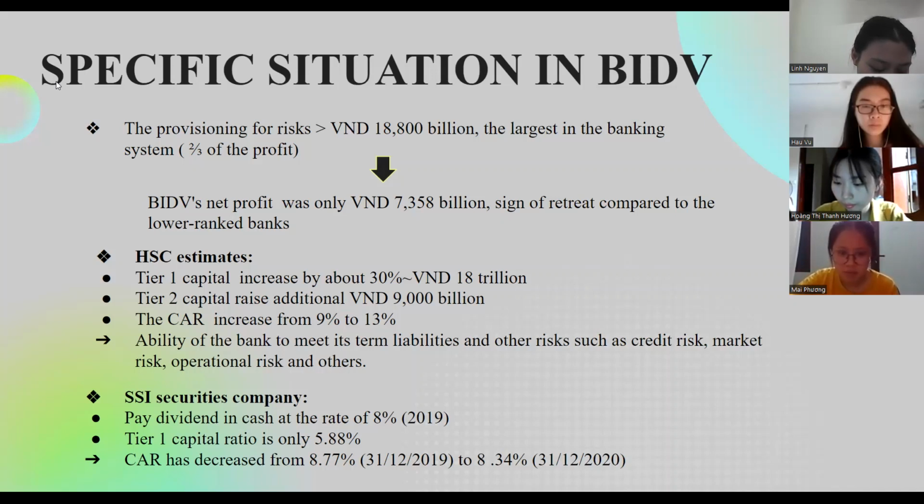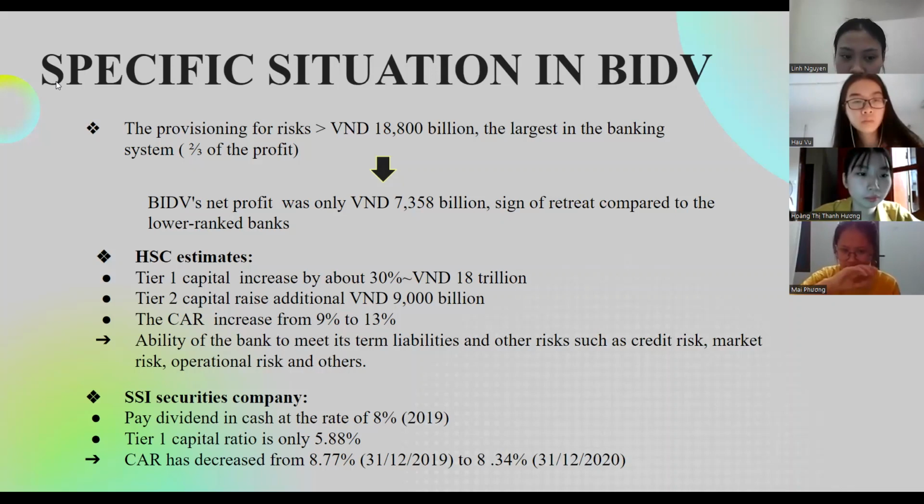Better comply with the CAR minimum requirement by setting a minimum CAR target of 8%. Ensure the sustainable implementation of the bank's business strategies. Allow the bank to grow steadily even during periods of economic fluctuation.